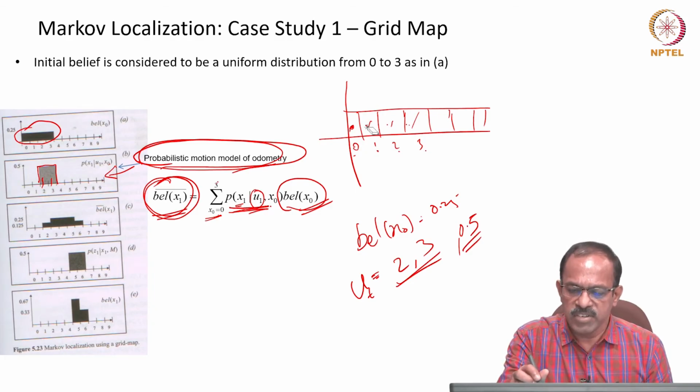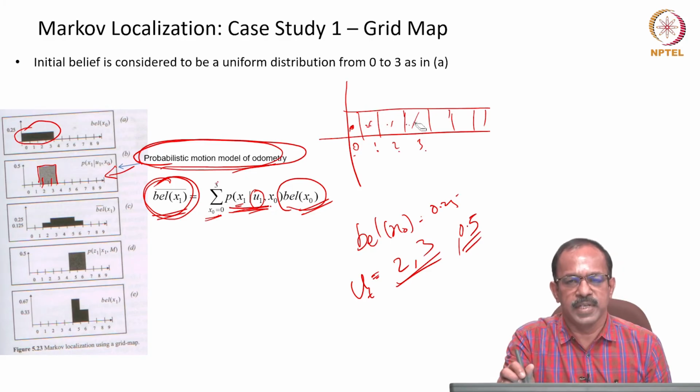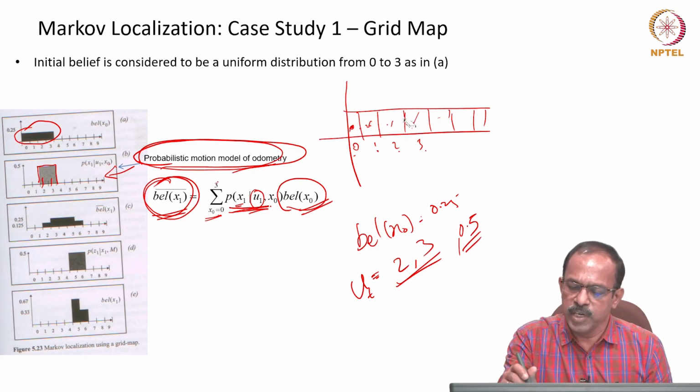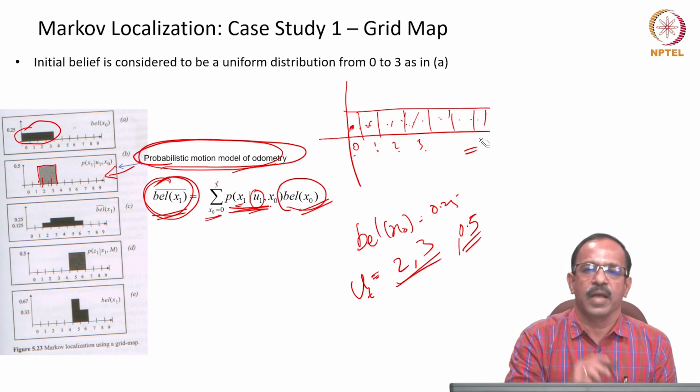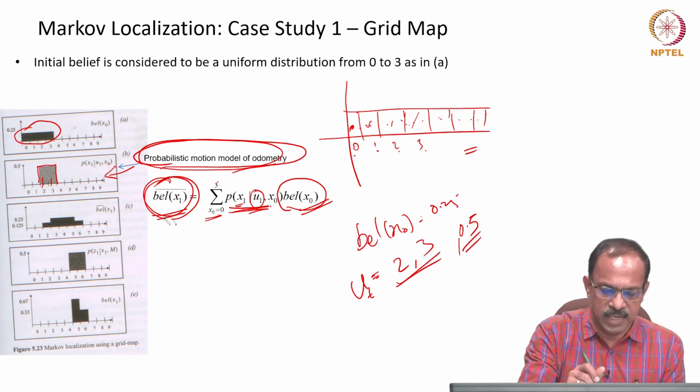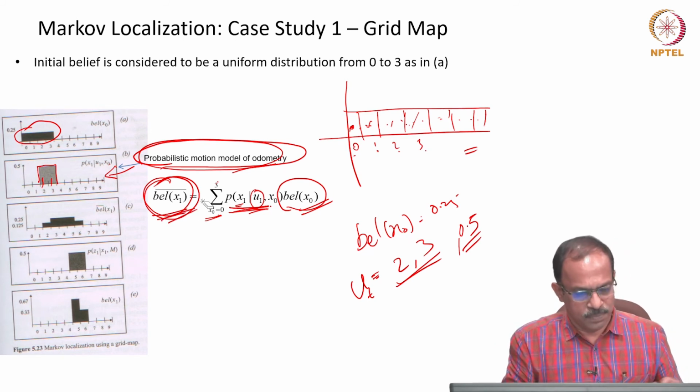Similarly, if the robot was initially at 1 and it has moved 2, what will be the probability that the robot is in that location. So like this, we need to find out the probability of all the grids and find out what is the actual probability. So, this is basically what we are trying to do.